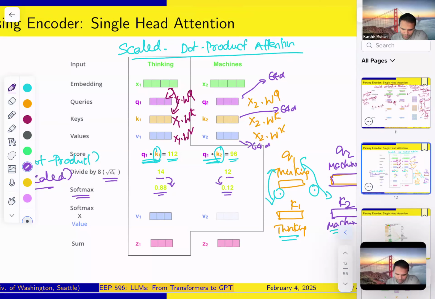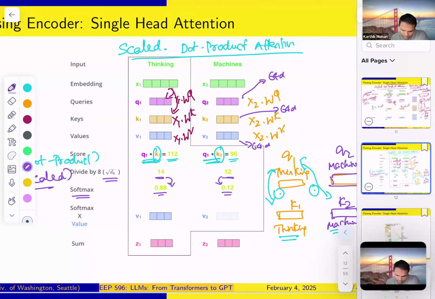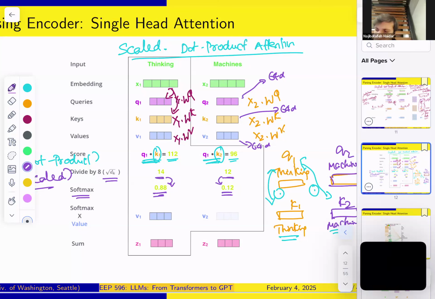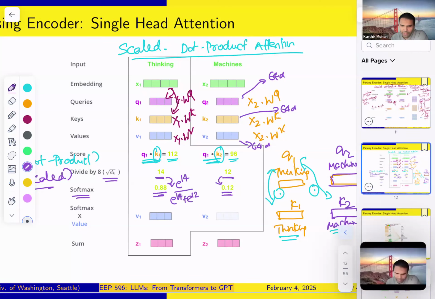So from 14 and 12, how do you get 0.88 and 0.12? If you see, these two numbers add to 1, right? So it's a probability. So obviously it's a softmax computation. So how do you do it? What's the formula here? What is the question? So from these two numbers, 14 and 12, how do you arrive at 0.88 and 0.12? Isn't it like e to the power of 14 over e to the power 14 plus e to the power 12? Yep, that's right.